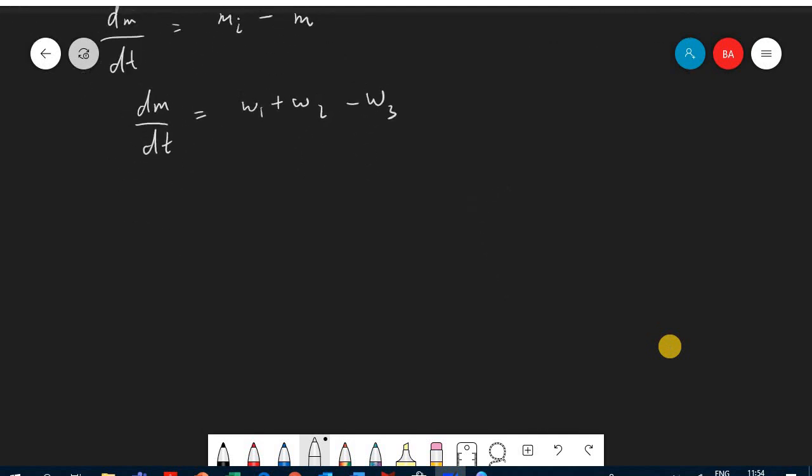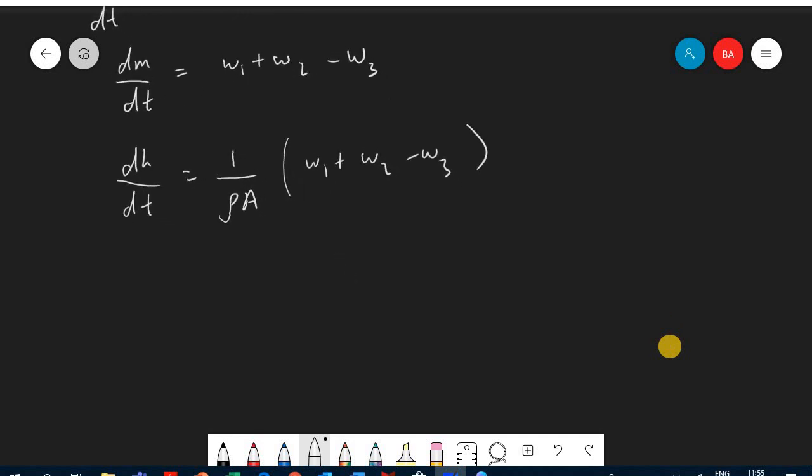Of course, if I want to find how dh by dt is changing, I can do that. dh by dt is equal to 1 over rho A into W1 plus W2 minus W3. Okay, so I think that you are happier now that you know that this is the equation that we know. Great. And what else do we have?